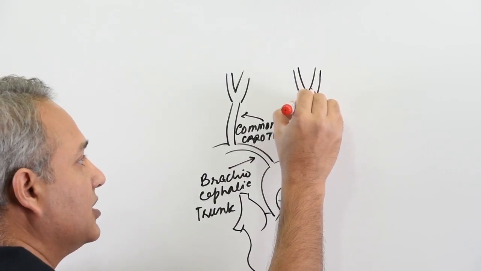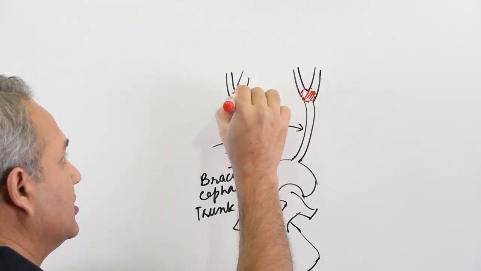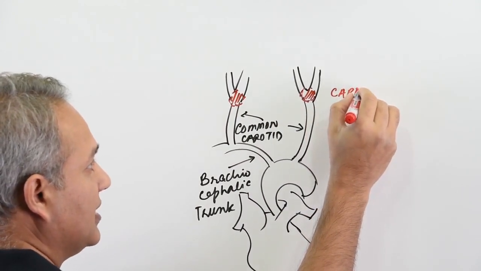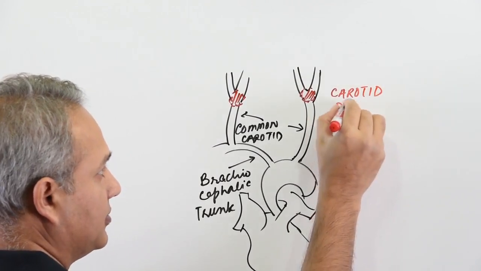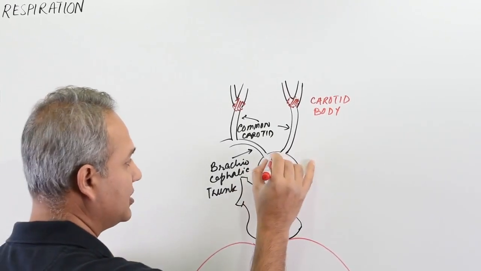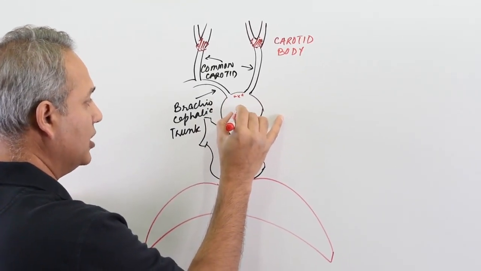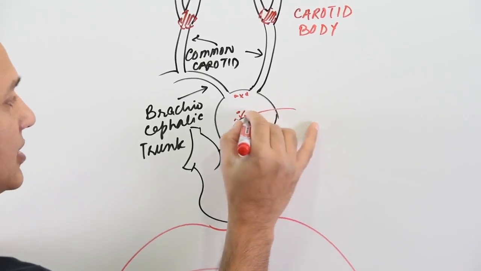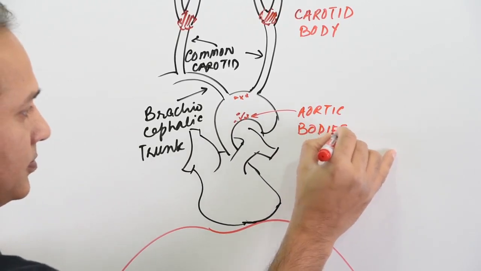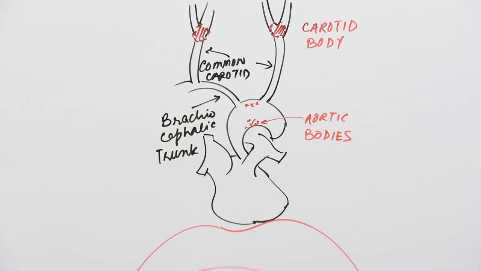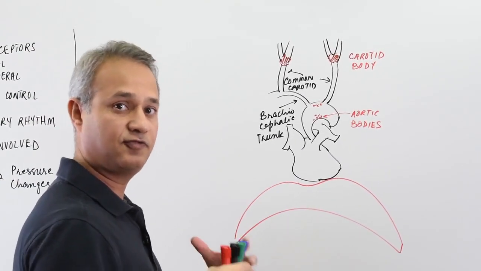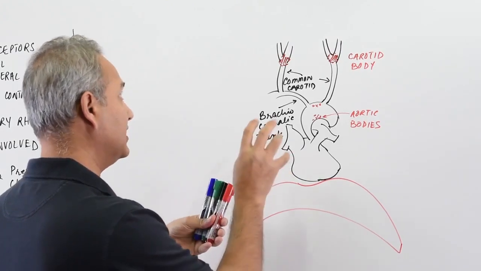So we have a dilatation here and we have a dilatation here. That is the carotid sinus and carotid body. We are more interested in the carotid body today. Similarly, the aorta has some receptors above and below it, which are called aortic bodies. Now, these are chemical receptors. These are also called peripheral receptors for breathing. We'll make them useful in a few minutes.